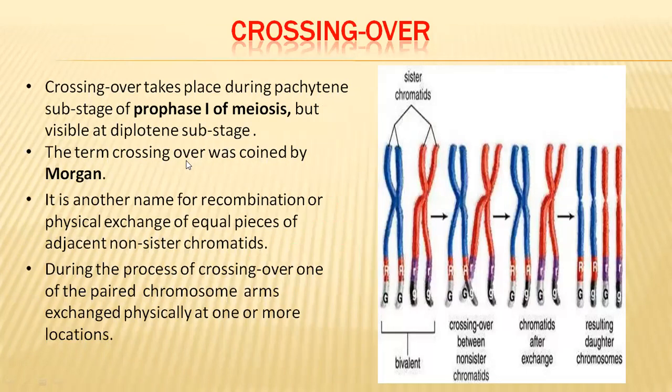So this term crossing over was proposed by Morgan for the first time. And another name for this process is also called recombination. So it may be also called as physical exchange of equal pieces of adjacent non-sister chromatids. So during this process of crossing over, what happens? One of the paired chromosome arms will be exchanged physically at one or more locations with non-sister chromatids.